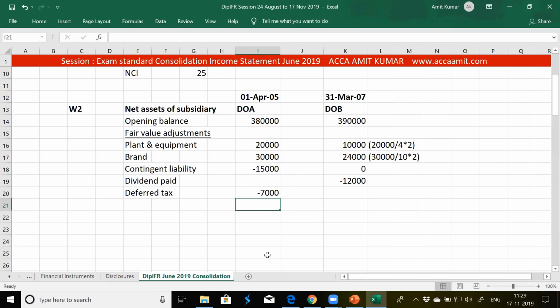Deferred tax of 7,000, and here it will be deferred tax of minus 20% of 34,6,800. It's a deferred tax liability. Yes, it is a deferred tax liability.